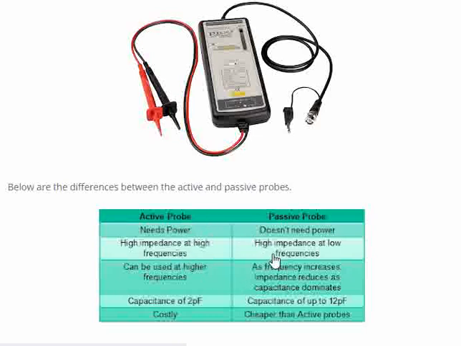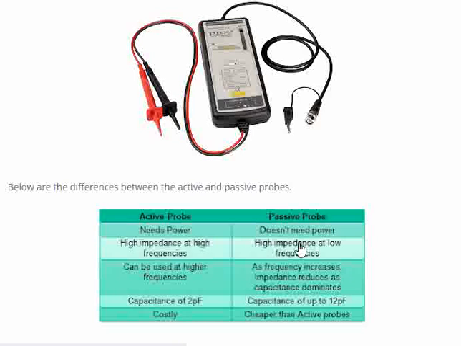And why we cannot use a passive probe for high frequencies is, as the frequency of the signal increases, the impedance of the probe that is shown to the circuit reduces, because the capacitance inside the probe starts dominating at those frequencies, and hence the signal we see is distorted. Whereas an active probe can be conveniently used at higher frequencies.